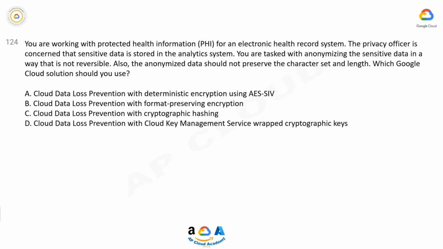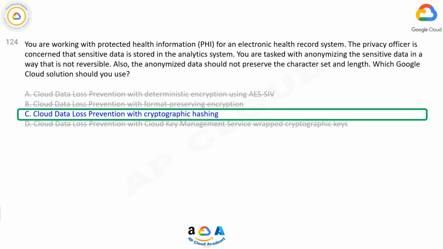A. Cloud Data Loss Prevention with deterministic encryption using AES-SIV. B. Cloud Data Loss Prevention with format preserving encryption. C. Cloud Data Loss Prevention with cryptographic hashing. D. Cloud Data Loss Prevention with Cloud Key Management Service wrapped cryptographic keys. Correct answer is C. Cloud Data Loss Prevention with cryptographic hashing.